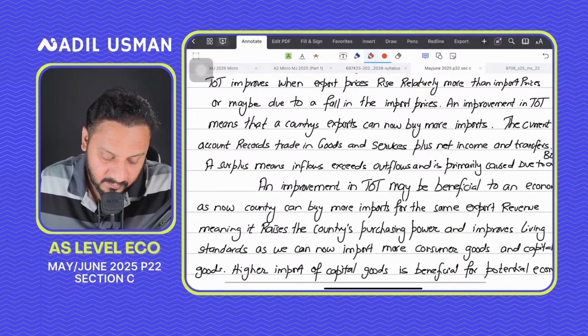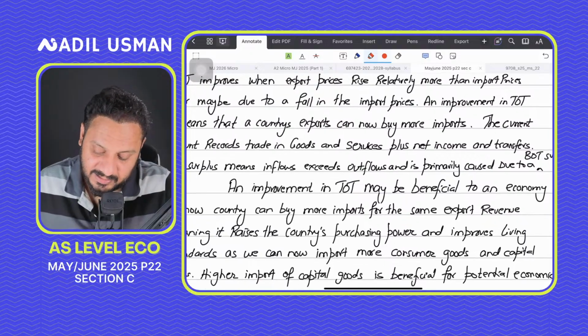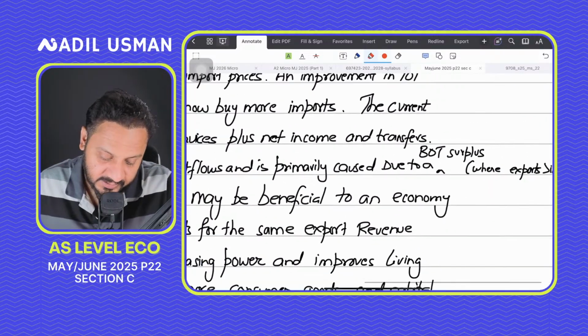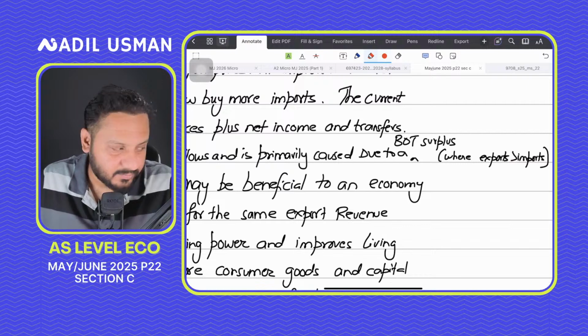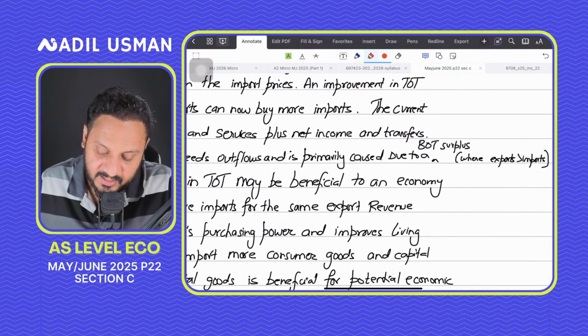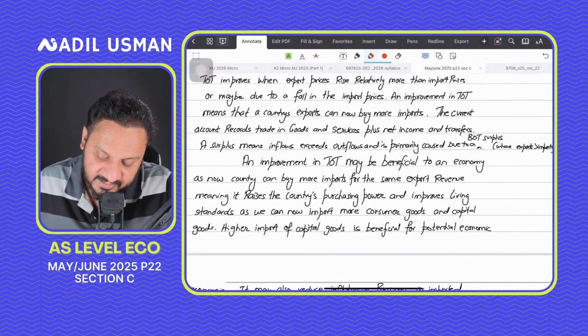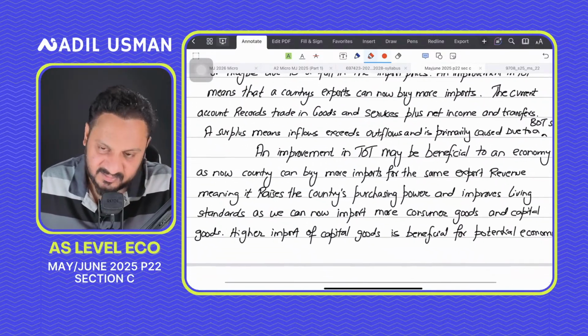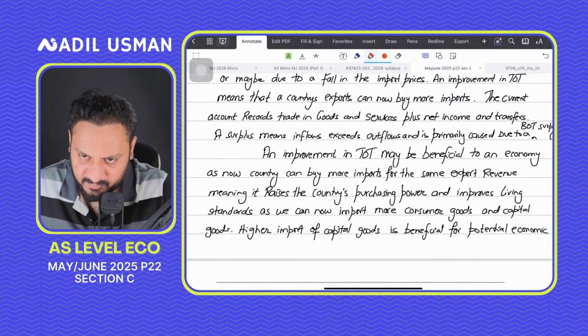and you will talk about what a surplus on current account means. You will say that a surplus on current account means that inflows exceed your outflows. But also, a surplus on the current account is primarily caused by a balance of trade surplus where exports exceed imports. So a surplus on the current account is primarily caused by a balance of trade surplus where your exports exceed your imports, right? This is again assessment objective 1 that you're providing. So you provide the basic definitions and everything.